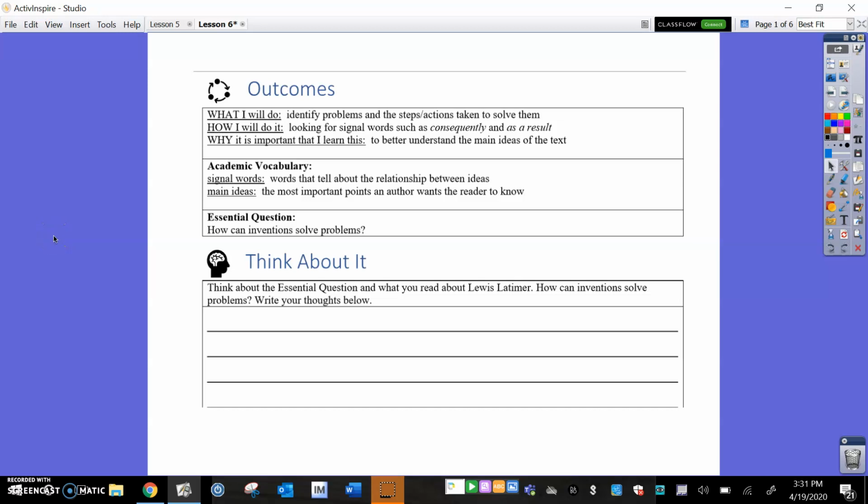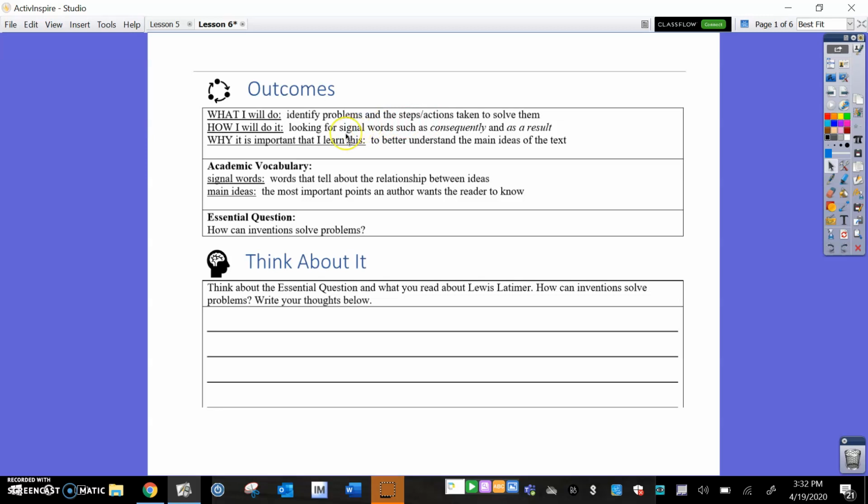Hi, boys and girls. So the second lesson for this week is about identifying problems and the solution to them. So it may involve the steps or the actions that were taken to solve the problem. Because usually problems aren't solved right away, which I'm sure we know. There's usually steps that we take, or we might have a process to solve that problem.